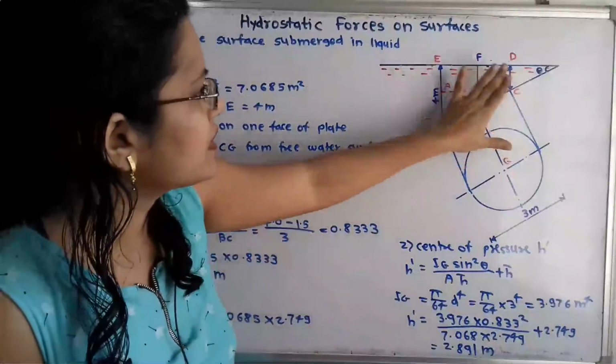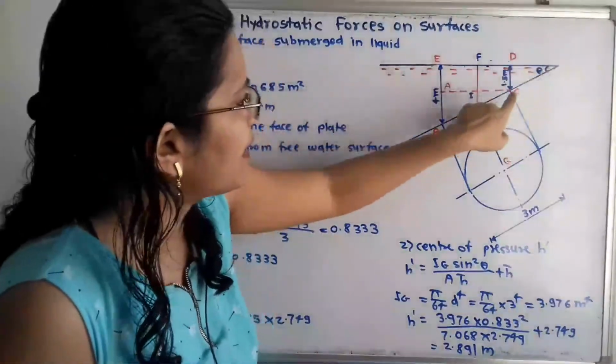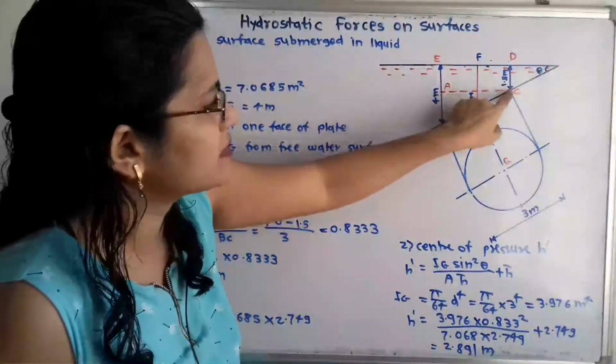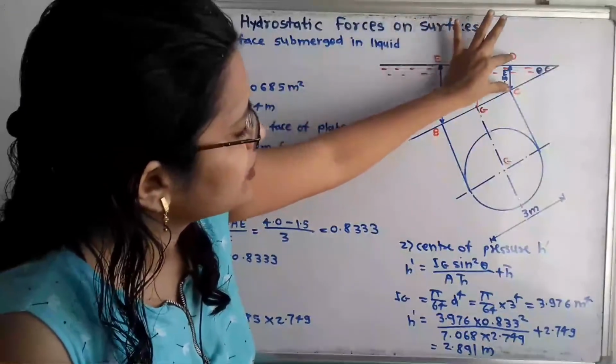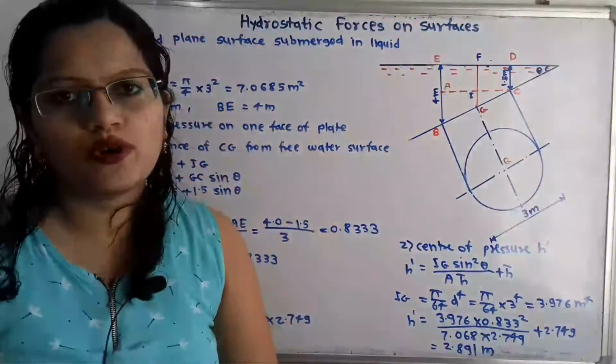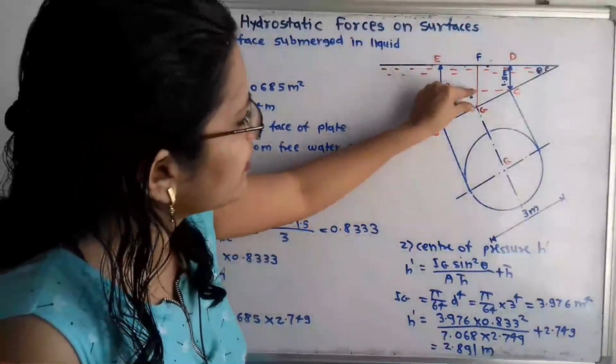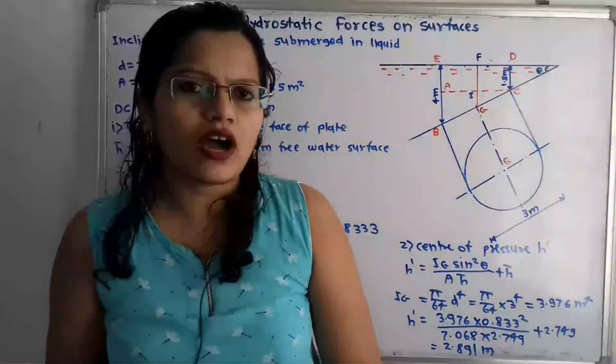Now if we observe this diagram, this is the horizontal line and this is also the horizontal line passing through this point C. So this distance FI is equal to distance CG, which is equal to 1.5 meter. Now we have to find out this distance IG. So how to find out?